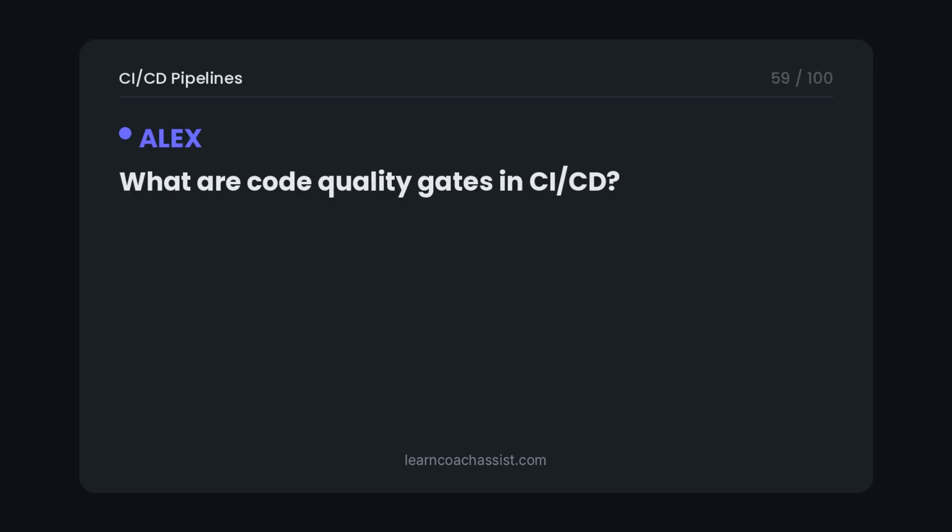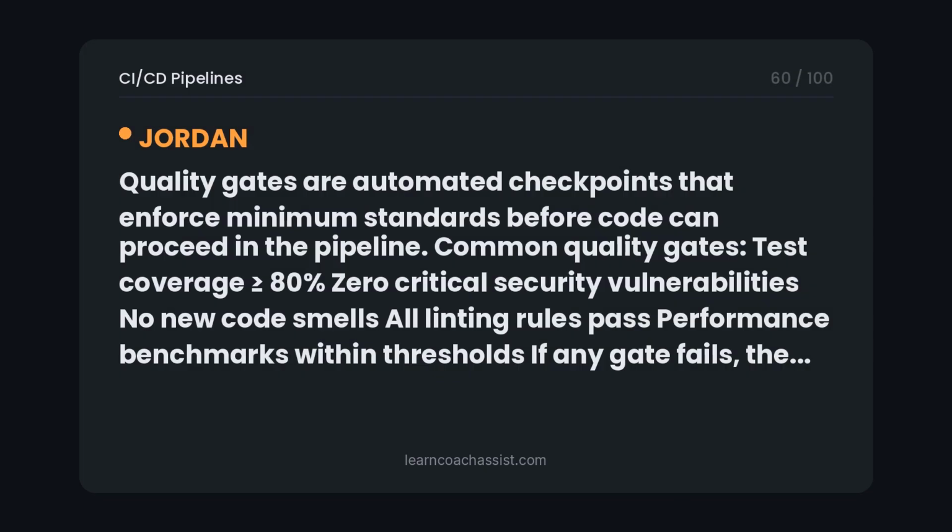What are code quality gates in CI/CD? Quality gates are automated checkpoints that enforce minimum standards before code can proceed in the pipeline. Common quality gates: test coverage greater than or equal to 80%, zero critical security vulnerabilities, no new code smells, all linting rules pass, performance benchmarks within thresholds. If any gate fails, the pipeline blocks the merge or deployment. This ensures consistent code quality across the team.